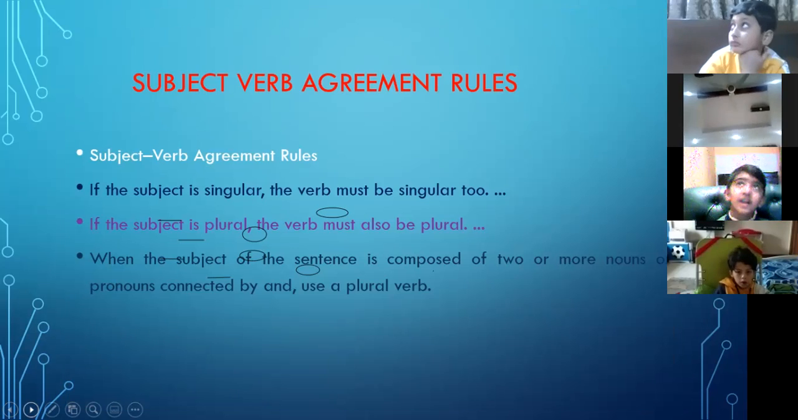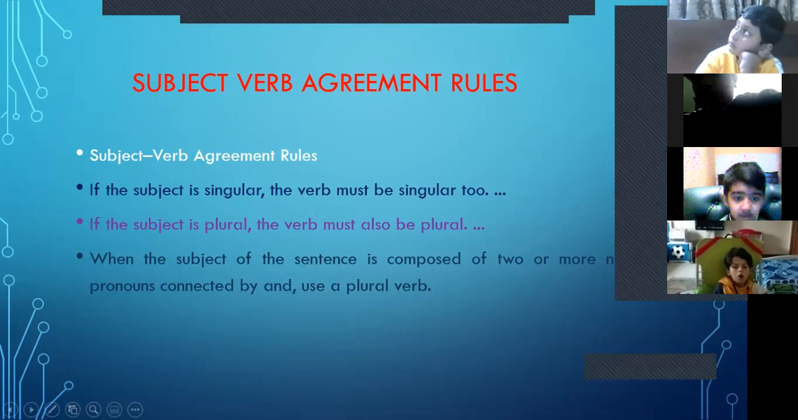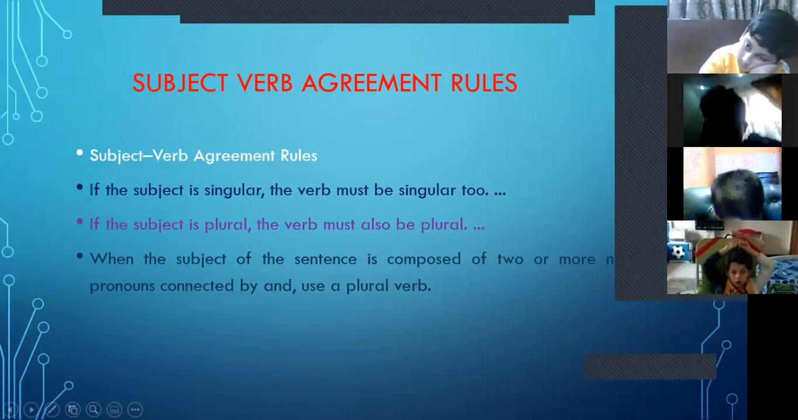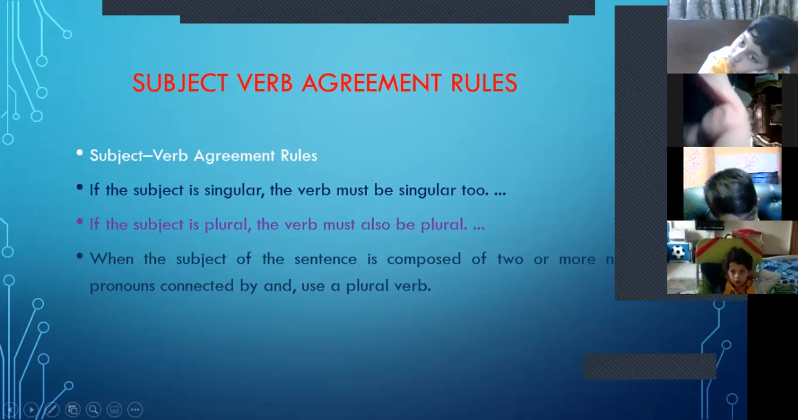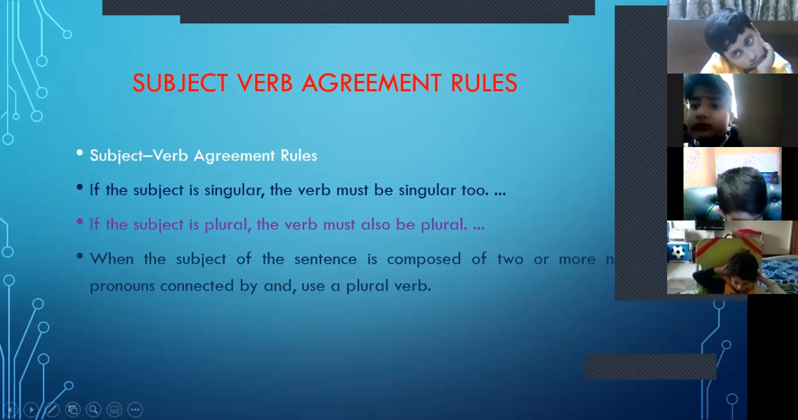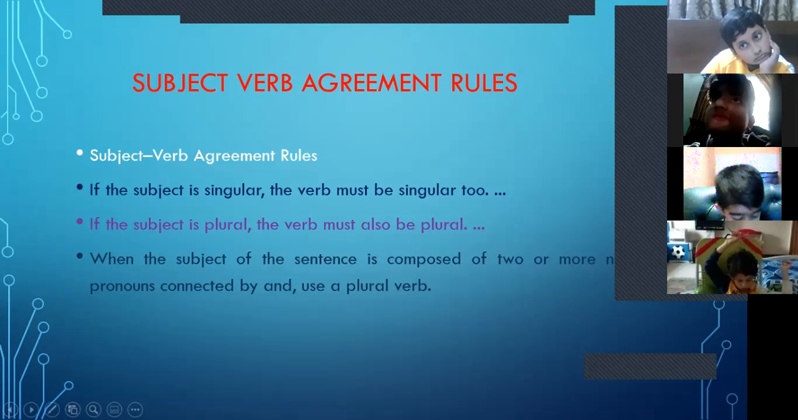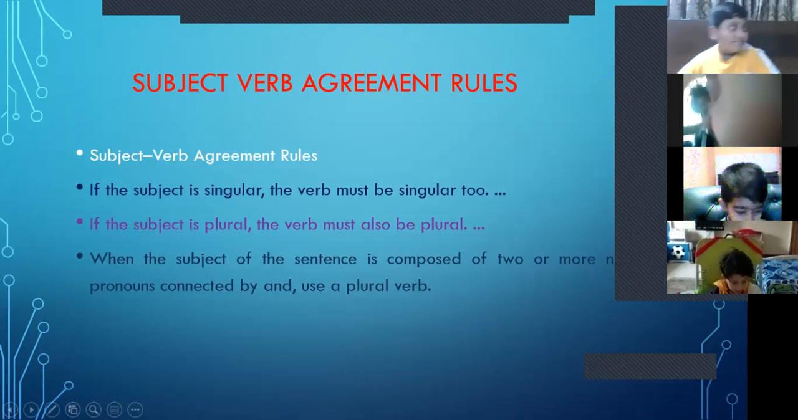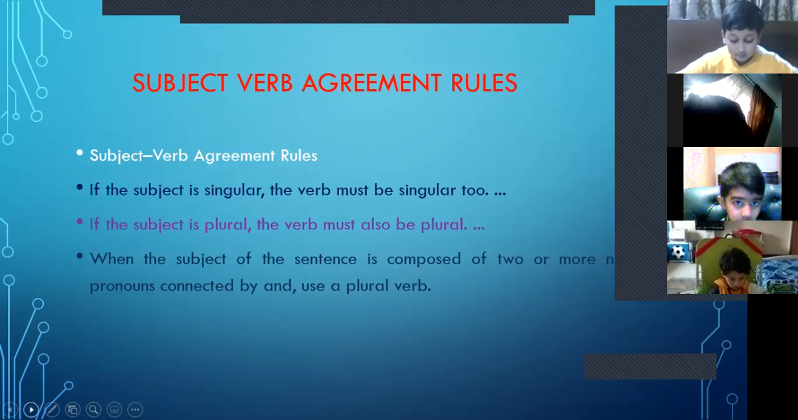And it says, these are the subject-verb agreement rules. If the subject is singular, the verb must be singular too. If the subject is plural, the verb must be plural too. When the subject of the sentence is composed of two or more nouns or pronouns connected by and, use a plural verb. As we all know, when they are composed of two or more subjects, then we will use the plural verb as well.